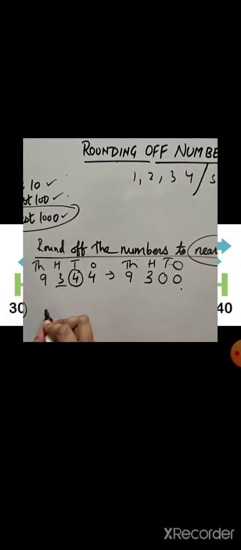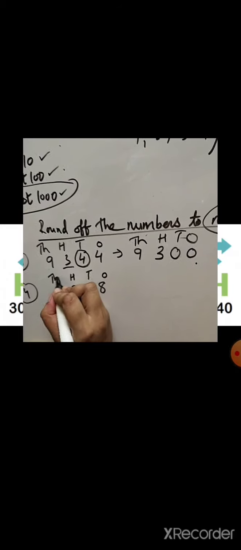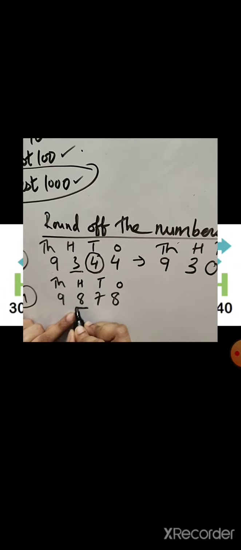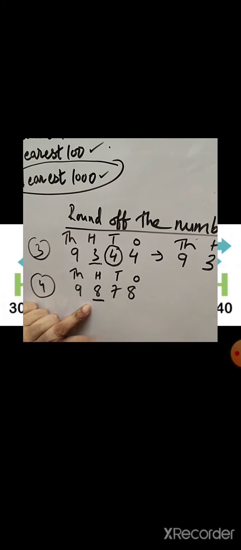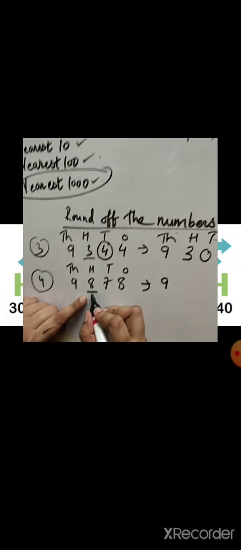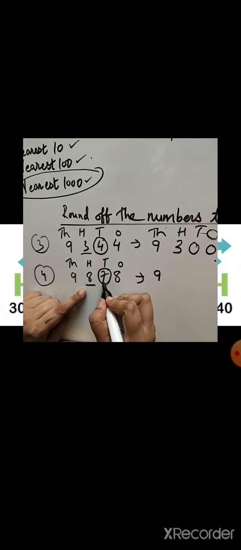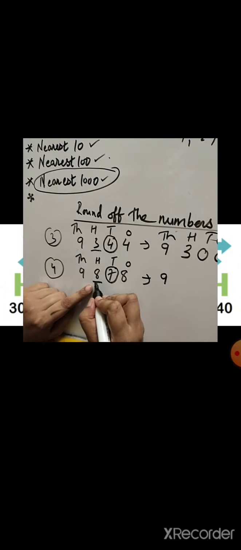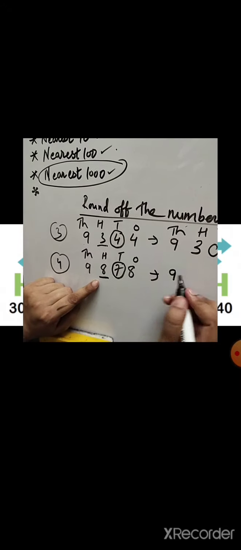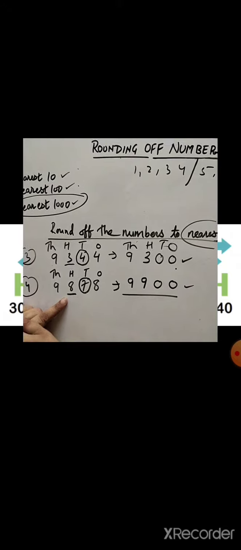And last sum, 9878. Ones, tens, hundreds, thousands. So again, we are going to underline the nearest hundreds position. So thousands place will remain the same, and now hundreds place, whether it will change or not, depends upon tens place. Look carefully, at tens place we have 7 which is more than 4, so hundreds place will increase by 1, so this 8 will become 9, and the last two digits will become 0, 0. So now you have got rounded off to the nearest 100.